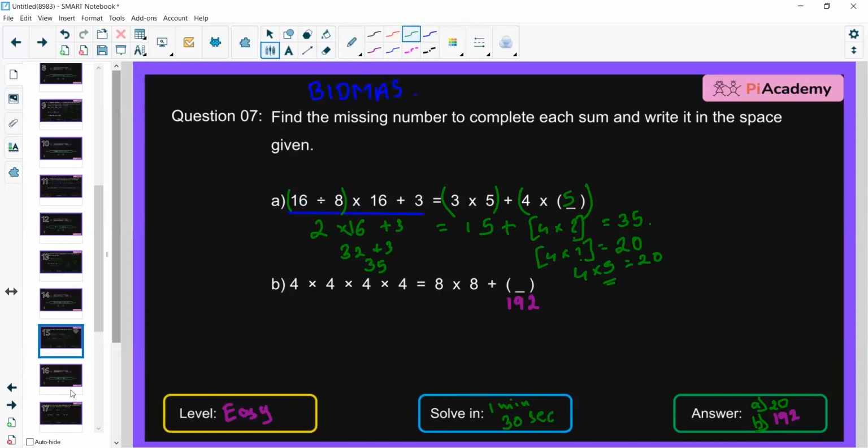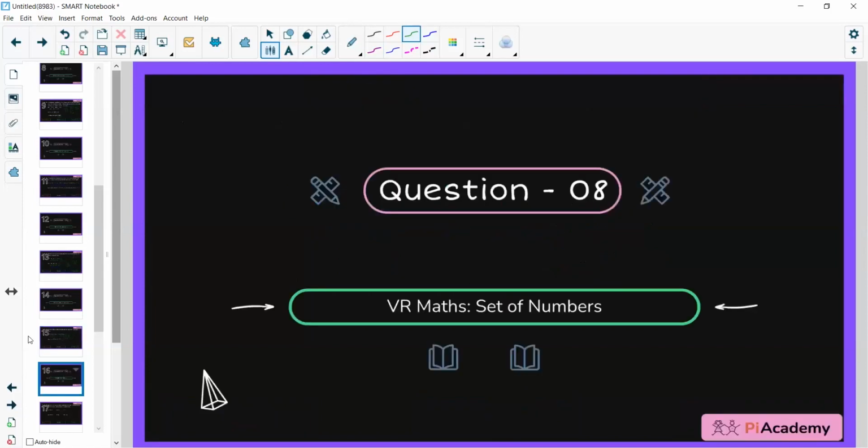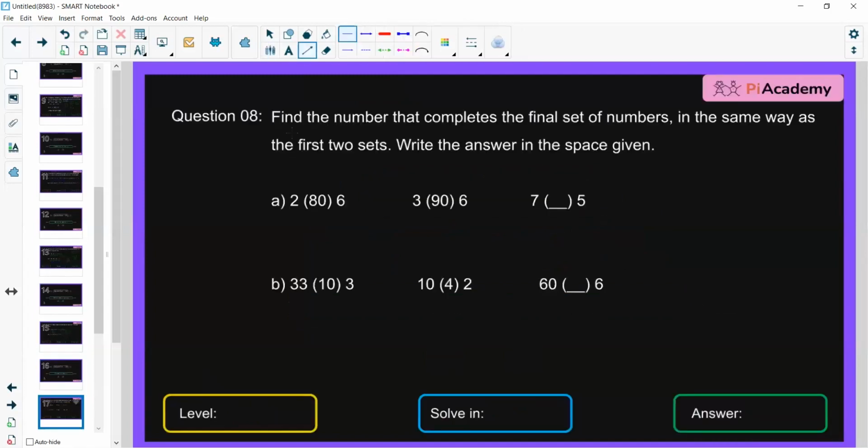All right, let's move to the next question. We got question number 8. Again, this is from VR Maths, but this is from the set of numbers. Now let us see what this set of numbers are. Find the number that completes the final set of numbers in the same way as the first two sets. Okay, what does this mean? Here you can see in the first option, question A, you got 3 numbers in one set. So these 3 numbers together comprise one set. Similarly, you are given 3 such sets.